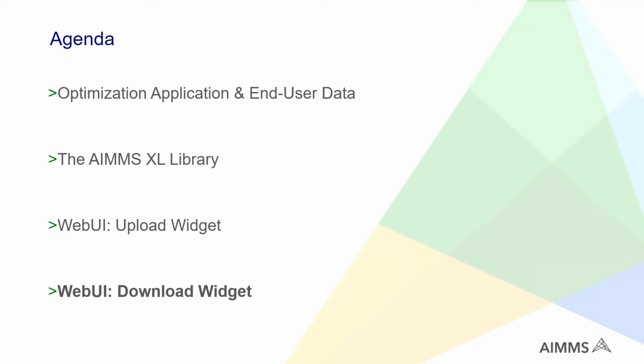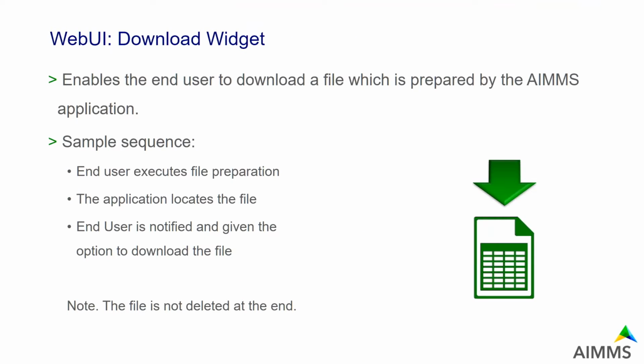Now let's move to the download widget. In some cases you might want your end user to be able to extract either a report or data from your AIMMS application to use for further processing in different software, or for reporting or analysis use. For that purpose, we created the download widget. The download widget will prepare a file for you on the back end and then make it available for the end user to download.